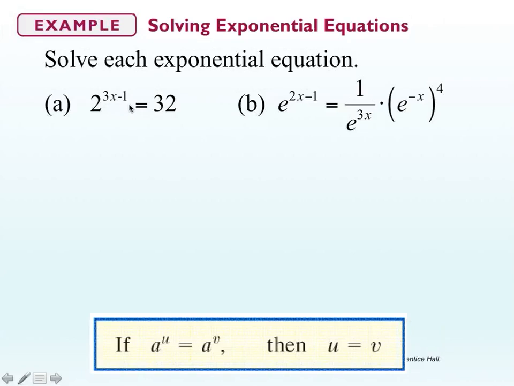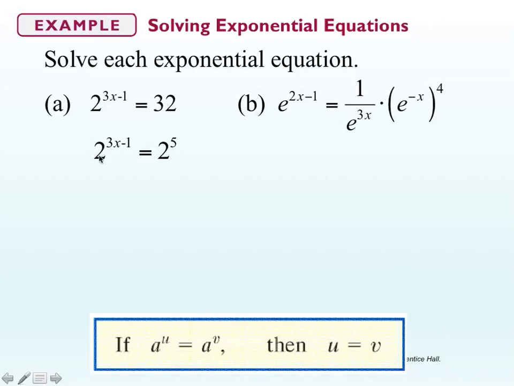2 to the 3x minus 1 equals 32. So what you want to do is rewrite these so that they have the same base, okay? If you think about the number 32, you probably want to get comfortable with some of the powers of 2, 3, and 4 just so that you're able to recognize them. You know 2 squared is 4, 2 cubed is 8, 2 to the 4th is 16, and 2 to the 5th gives you 32. So instead of writing this as equals 32, we write it as equals 2 to the 5th.